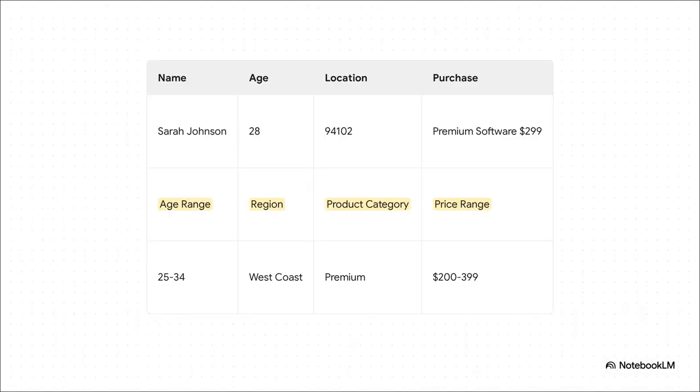And this slide right here, it shows you the magic in action. Look at the top row. We've got Sarah Johnson. She's 28, lives in a specific zip code, bought a very specific product. That's a ton of personal info. Now look at the bottom row. We still have the valuable insight. A person in their late 20s on the West Coast bought a premium product, but we have no idea it was Sarah. See? The insight is still there, but the risk is totally gone.